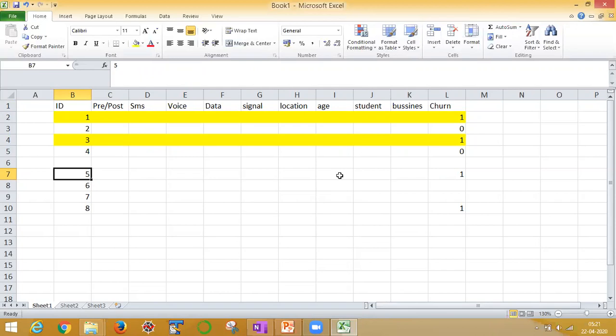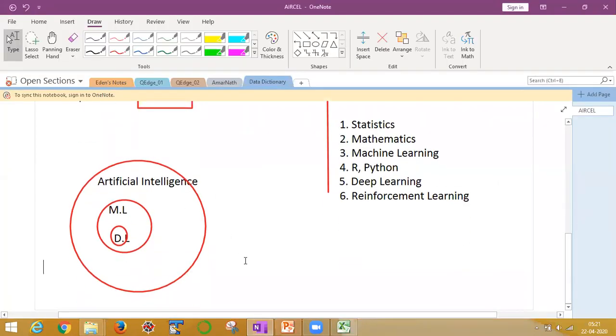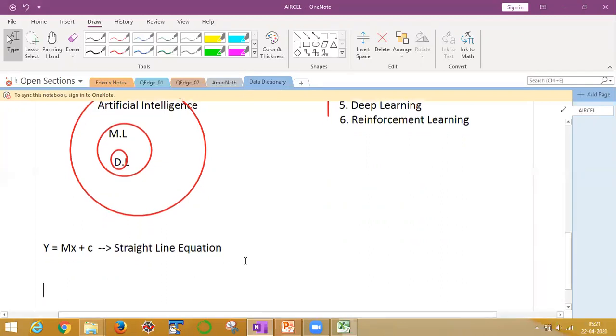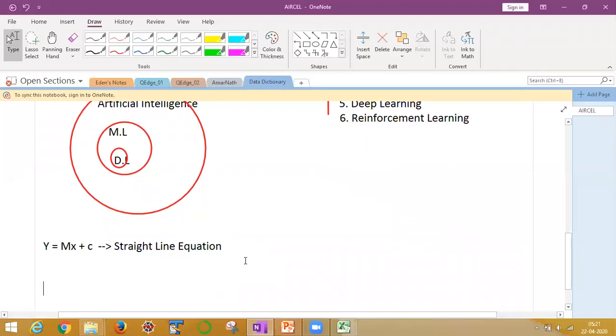But I need to understand, within this short amount of time, whether you are facing voice problems, location problems or signal problems. So how to understand? I will develop a formula with the help of this data. Like in your childhood days, you learned something called y = mx + c. You would recollect? y = mx + c. This is what in mathematics we call the straight line equation. The straight line equation will help me to identify.